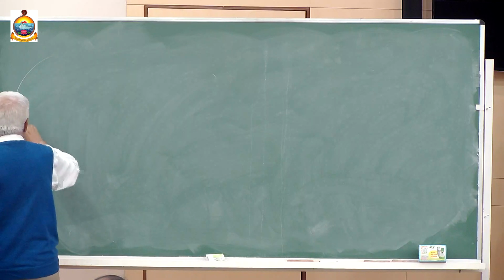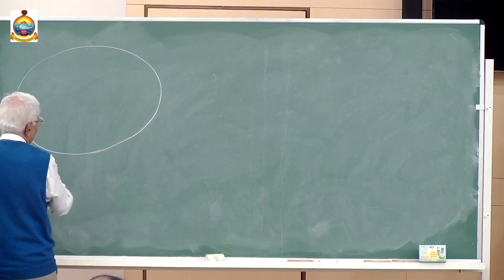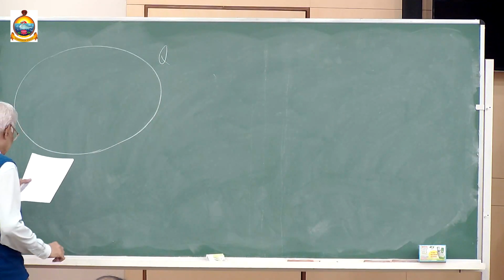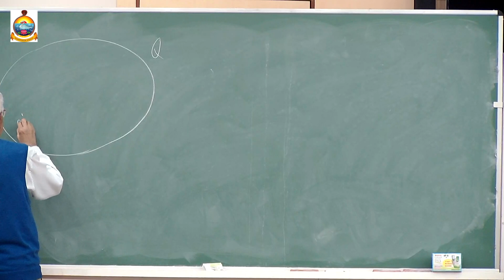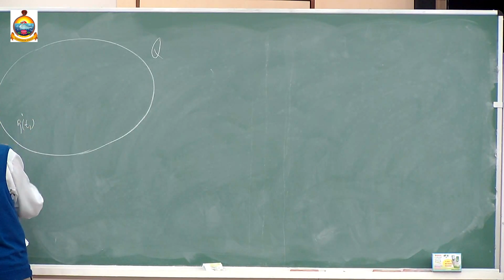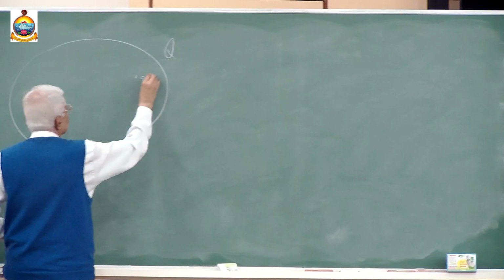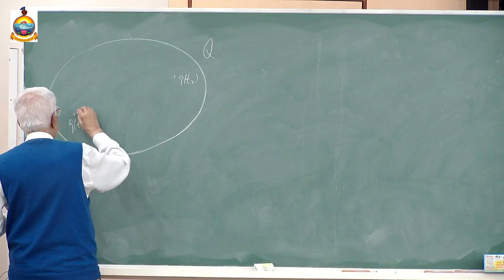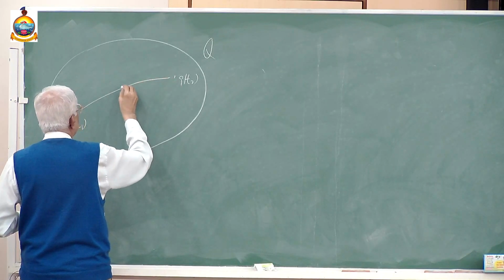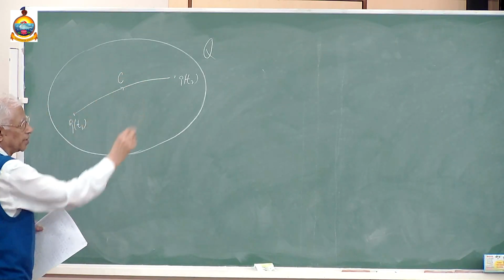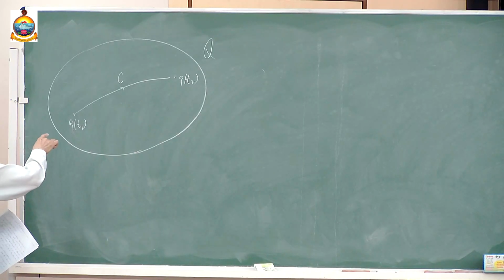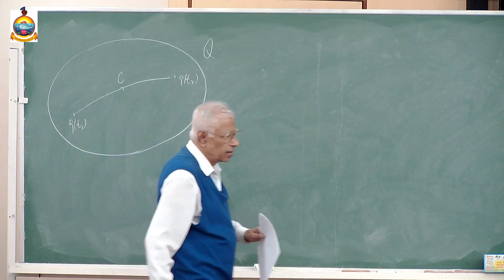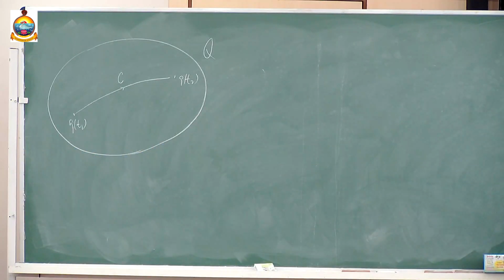The picture is like this. Not bad. This is a picture of configuration space. Here is the configuration at time t1. Here is the configuration at time t2. And you imagine connecting them by a moving point in time, going from q of t1 at time t1 to q of t2 at time t2.